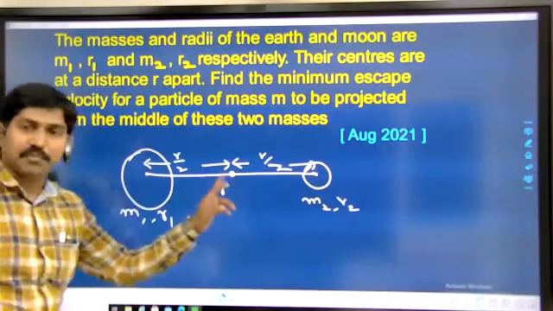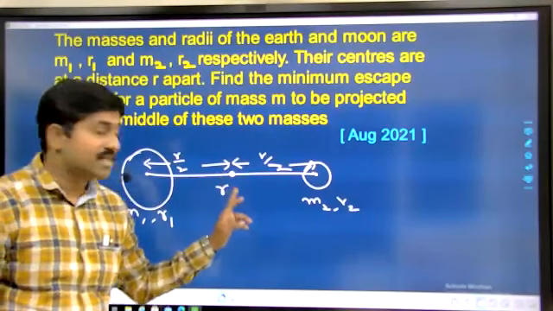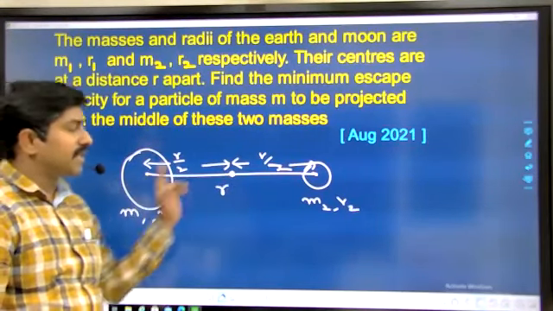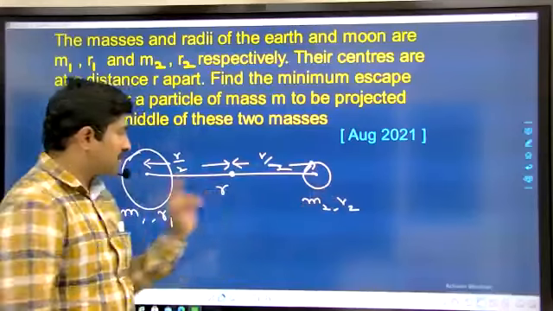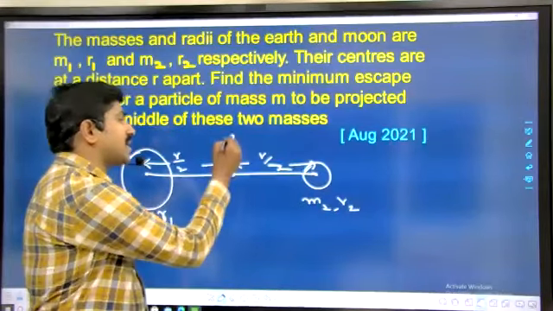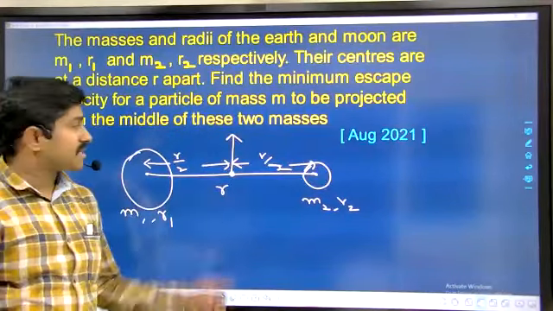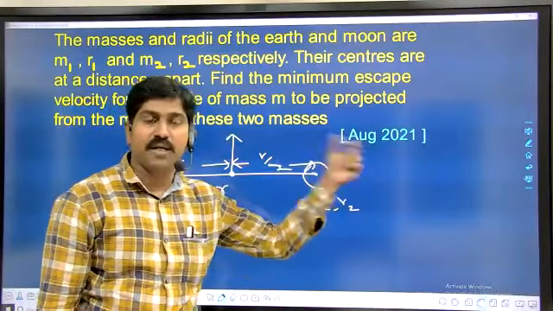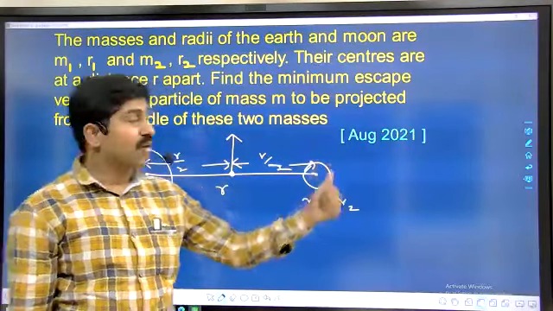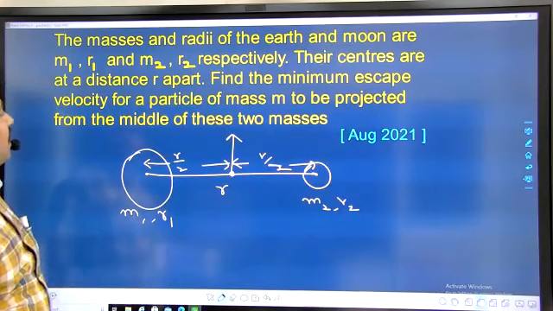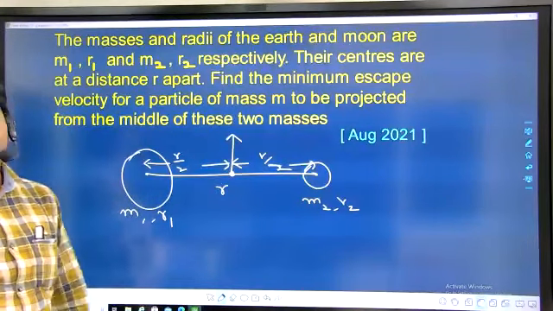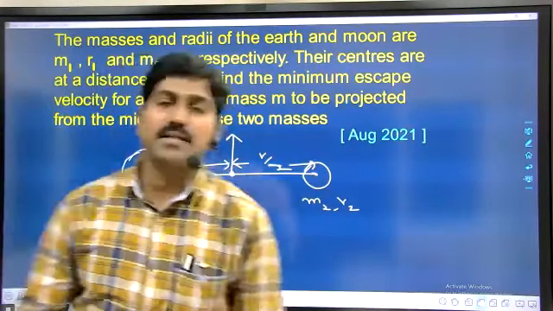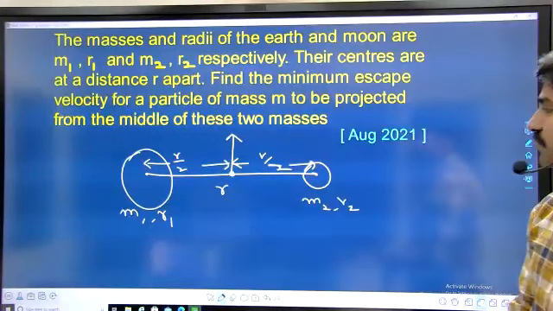So from this particular point, where there is influence of both Earth and Moon, if you want to project a body which can go out of the gravitational field of those two, what is the minimum velocity you have to give? That is the question given. I hope all of you understand the question.